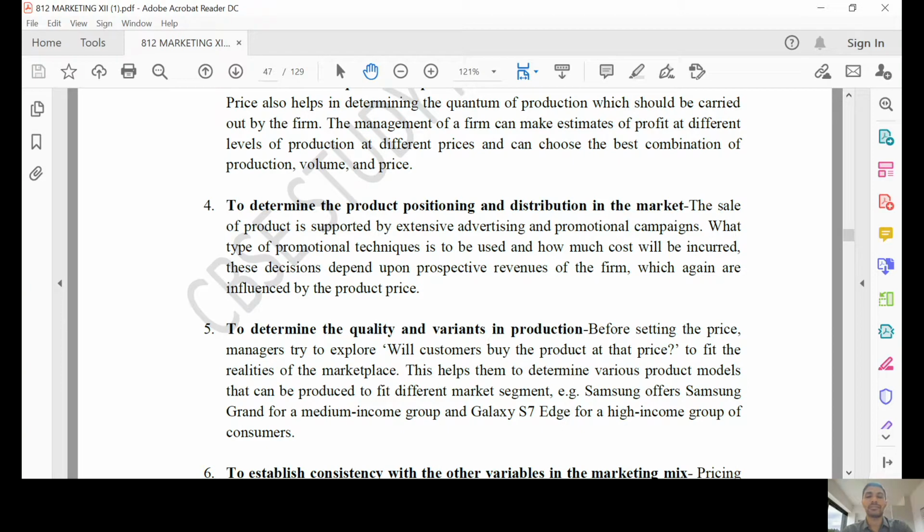iPhone is always selling the product at a higher price. iPhone is positioned as a very high quality product in the minds of customers. Companies deliberately sell the product at a higher price. iPhone or BMW will never sell their product at a lower price because they want to create a positioning or perception in the minds of customers.